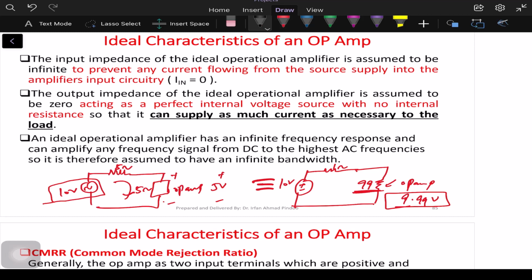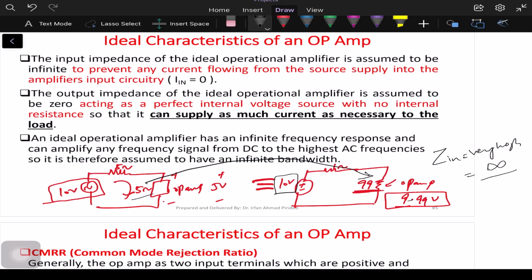So what have we understood from this example? If we increase the value of the op-amp resistance, then whatever input voltage you apply, the maximum of that voltage will appear across the op-amp only. That is the reason why the input impedance must be very, very high. And this is what we say: ideally the value must be infinite.